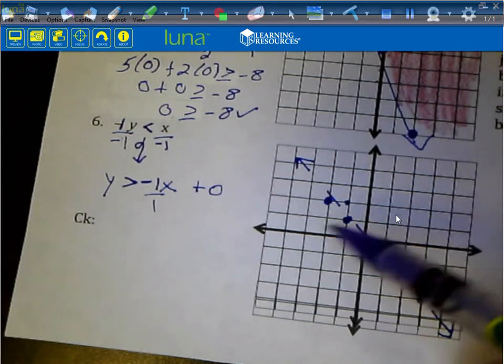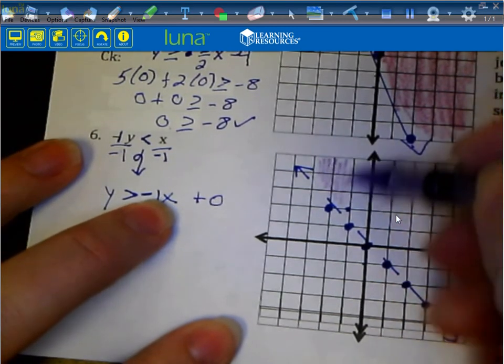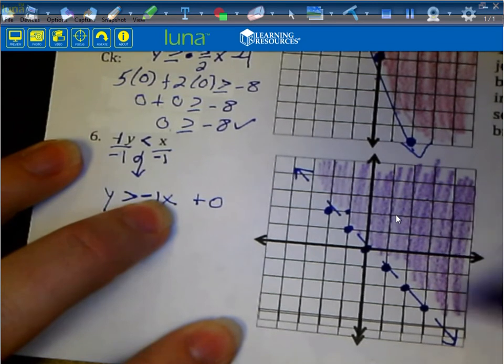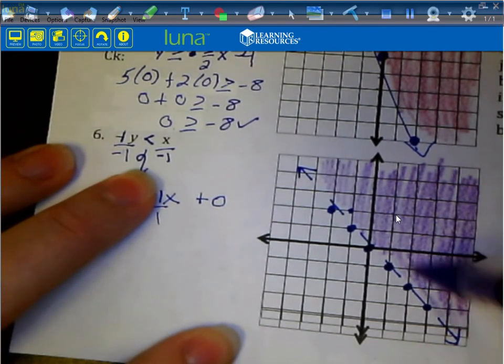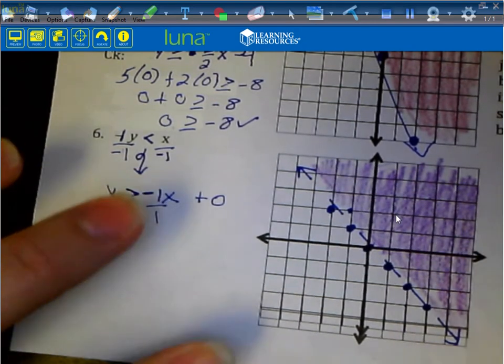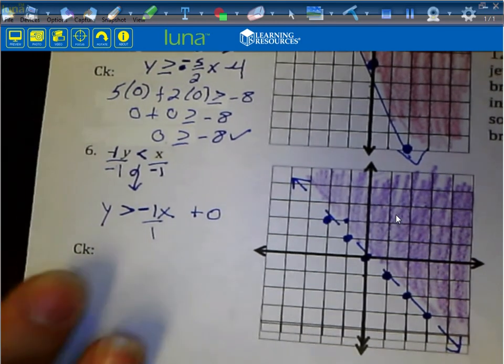Because it is y is greater than x, I'm going to shade above the line. Because it is a greater than sign, I am shading above the line. Now I know we really like to check with 0, 0, but I can't check with 0, 0 here because this is a dashed line, and even though the line crosses through 0, 0, it again is dashed, so 0, 0 is not a part of the solution set here.